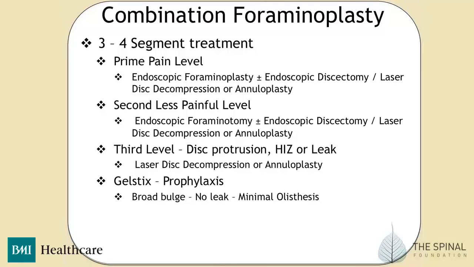And in terms of combination therapy, which is now what we're expanding up to do, we would do at the prime level for pain production, a full foraminoplasty. Then at the next level, we would do more of an endoscopic foraminotomy, just with a much lesser extensive procedure. And at the third level, a laser discectomy or annuloplasty. And at the 4th level, perhaps insert gel sticks. So we're now able to treat really some quite horrendous spines.